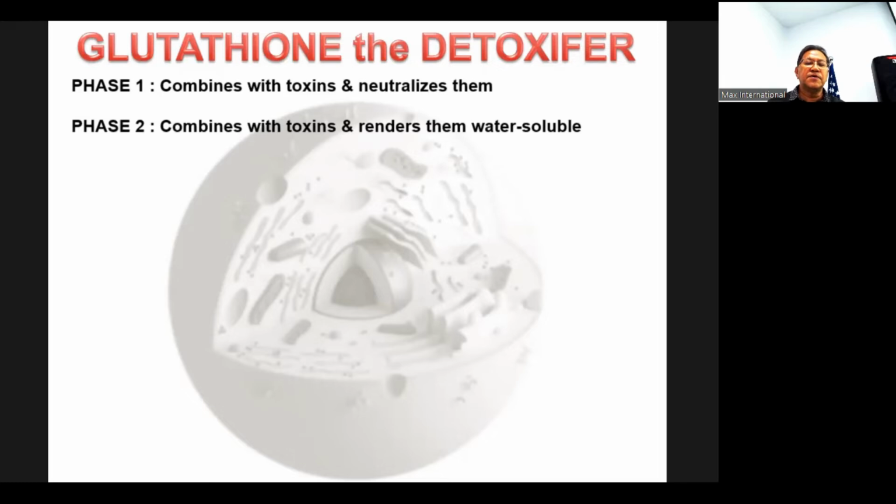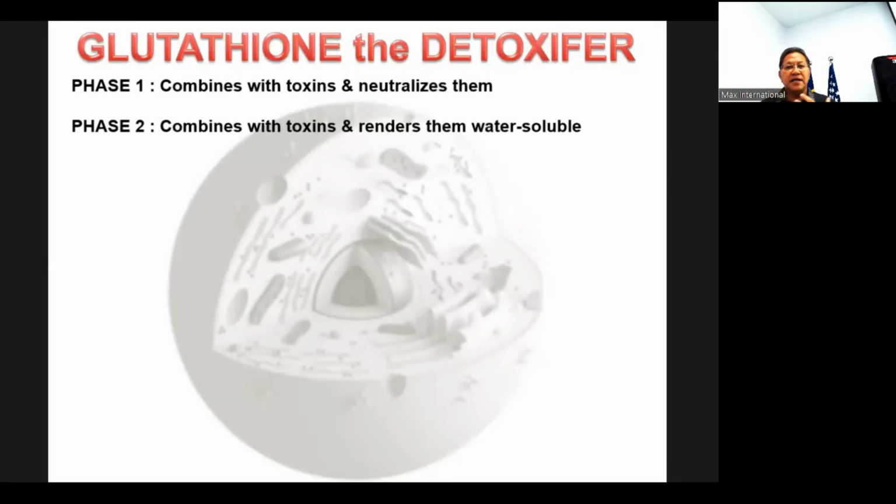Okay, because most of the toxins, they remain in the body because they're not water-soluble. Things that are water-soluble can be easily got rid of from the body. So this is how glutathione helps. First, neutralize them, and then get rid of them. Right? Even those that cannot be neutralized can still be got rid of.